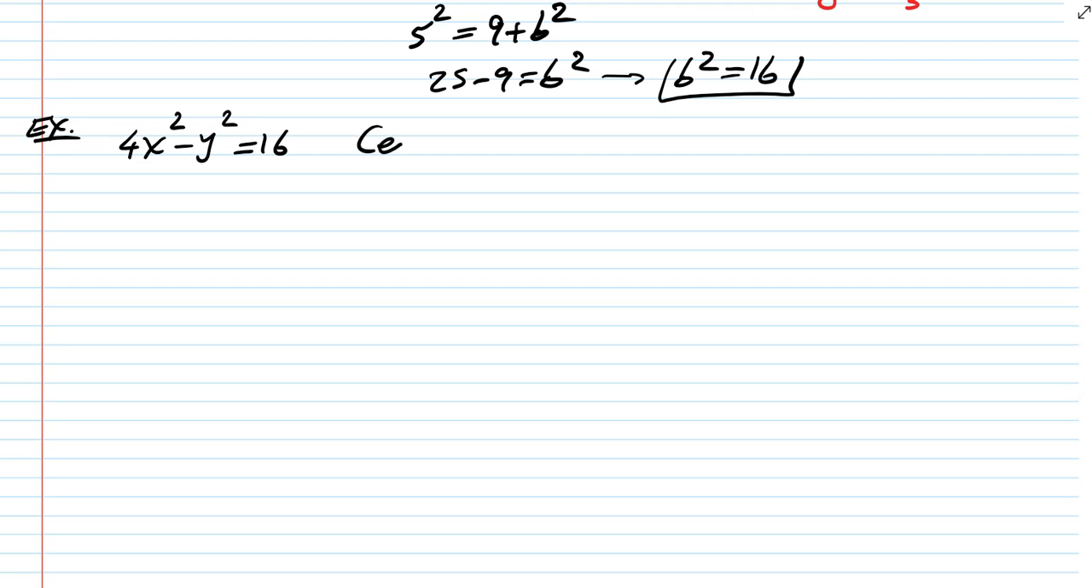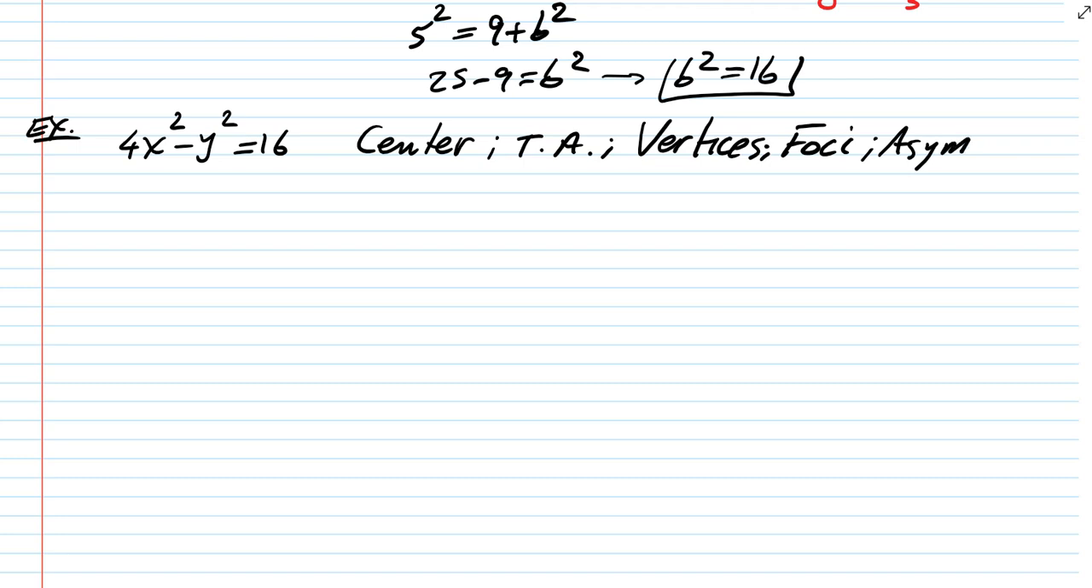And for this, we want to find the coordinates of the center. We want to find the transverse axis, the vertices, and foci, the whole 9 yards, right? Everything that you want. How about the asymptotes also? And of course, we'll graph it as well.